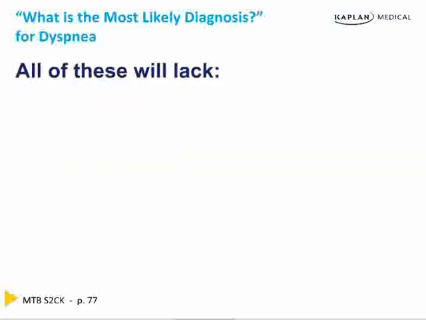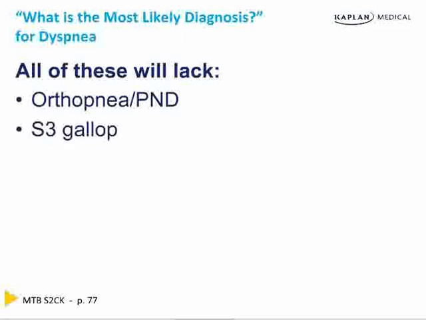The key issue to the diagnosis, however, is all the things I just described are not going to have orthopnea or paroxysmal nocturnal dyspnea. They're not going to have positionality where blood pools in their lungs. They're not going to have an S3 gallop, which is a sign of fluid overload. They're not going to have that because they're not from fluid overload.